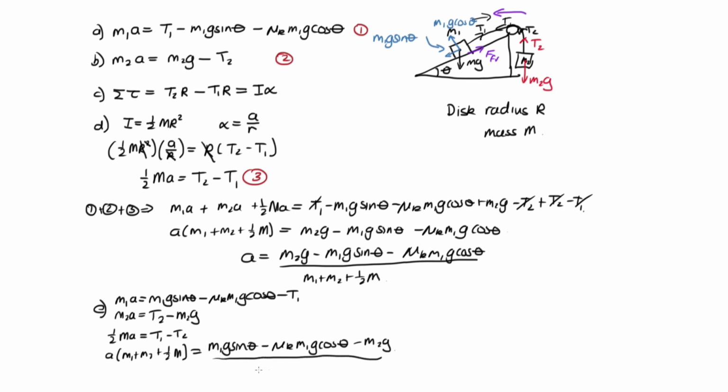So this will be over M1 plus M2 plus a half M, and we get rid of that from there because I divided by it instead. I just didn't want to write it all out again. So this is our new expression.